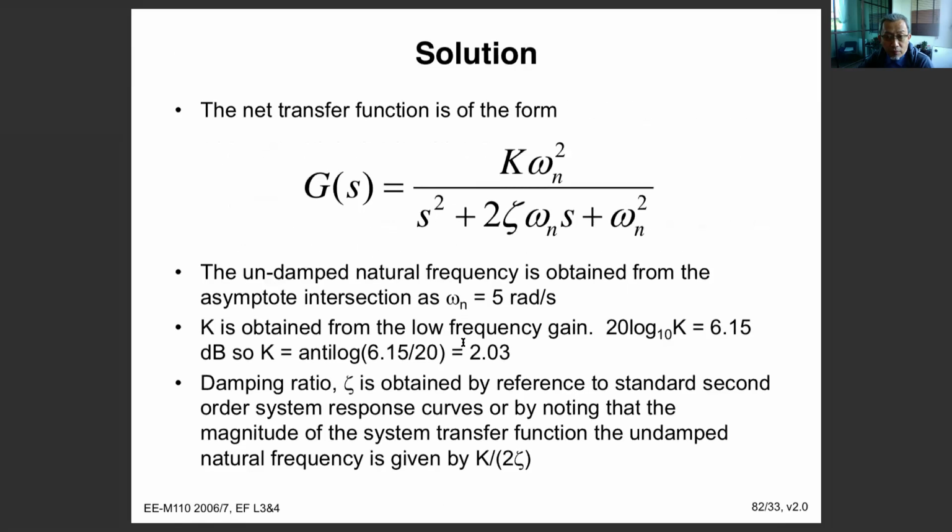K is obtained from the low frequency gain, which is 20 log K equal to 6.15. So K is obtained using anti-log, anti-log of 6.15 divided by 20, which is equal to 2.03.